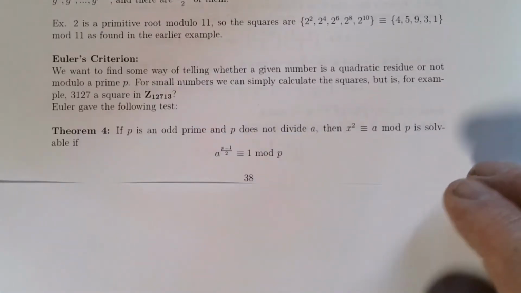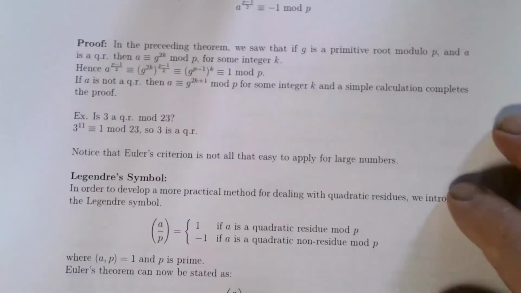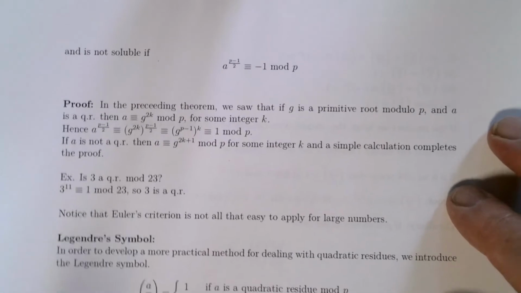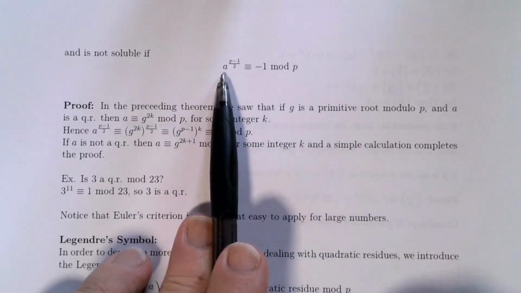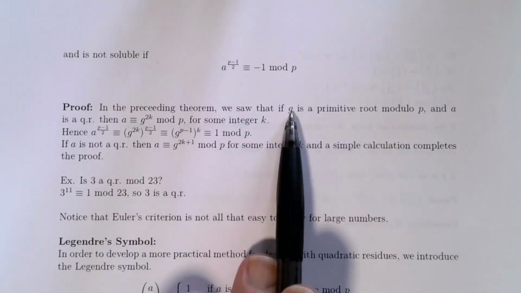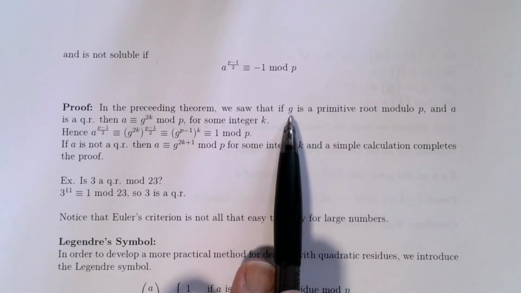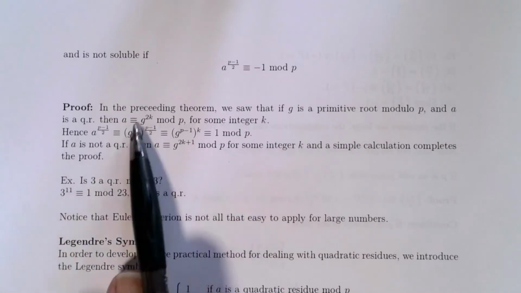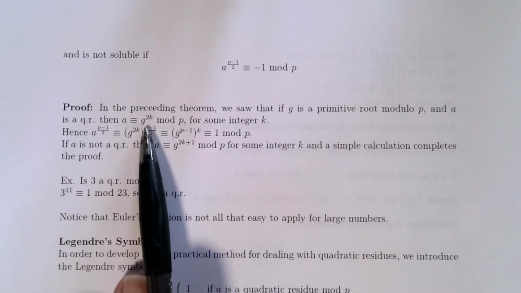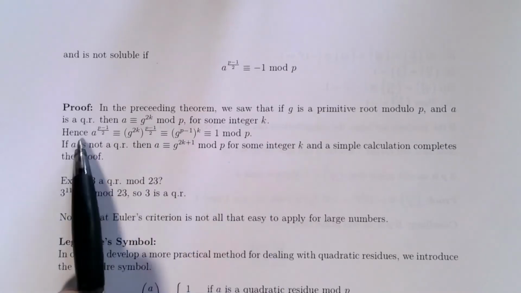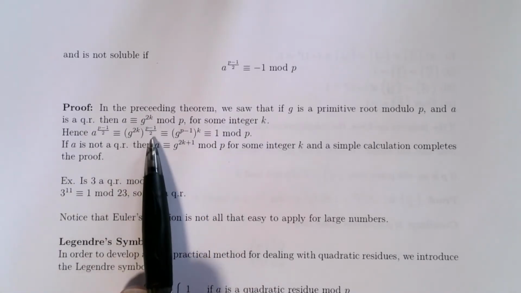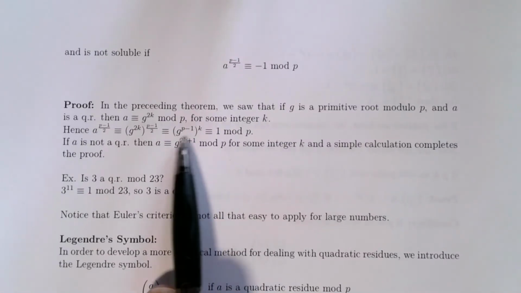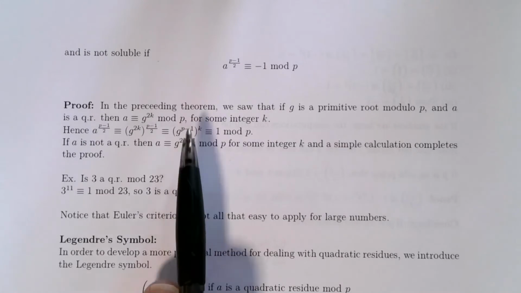Moreover, if the answer is minus 1, then the equation is not soluble. So if a to the (p minus 1) over 2 is minus 1 mod p, then a is not a square modulo p. And the proof of this, once we've got primitive roots, is very easy. We saw in the preceding theorem that if g is a primitive root modulo p and a is a quadratic residue, then a has to be an even power of g, g to the 2k, for some integer k. And hence, if we simply raise a to the (p minus 1) over 2, that gives me g to the 2k to the (p minus 1) over 2, which is g to the p minus 1 to the k. G is a primitive root, and so we know g to the p minus 1 is 1, and that's 1 modulo p.